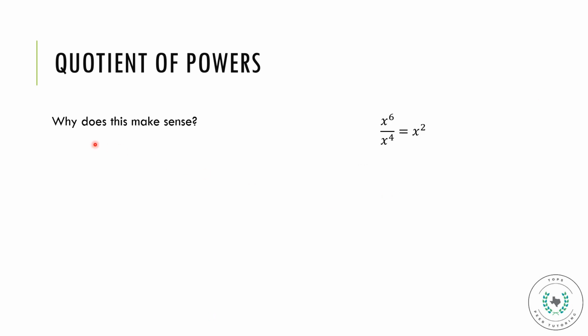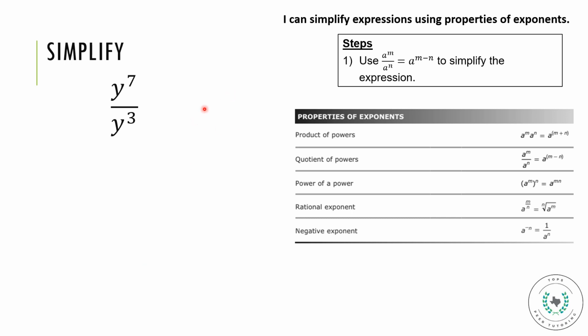So knowing that, why does this make sense? You have x to the power of 6 divided by x to the power of 4 equals x to the power of 2. Well, if we use the rule that we just saw, we can rewrite this as x to the 6 over x to the 4 becomes x to the 6 minus 4, which then gives us x squared.